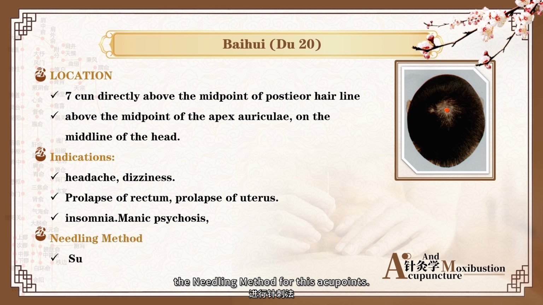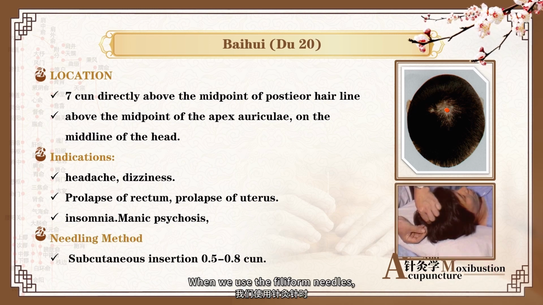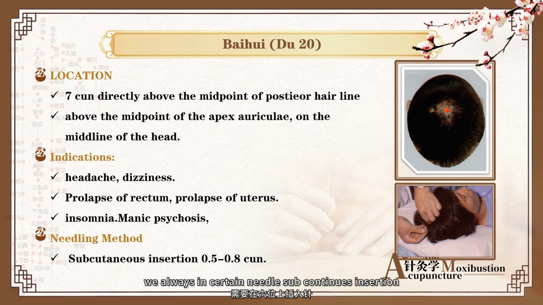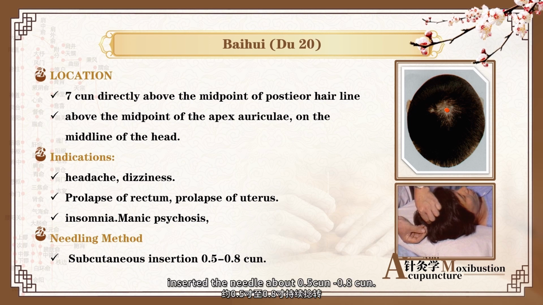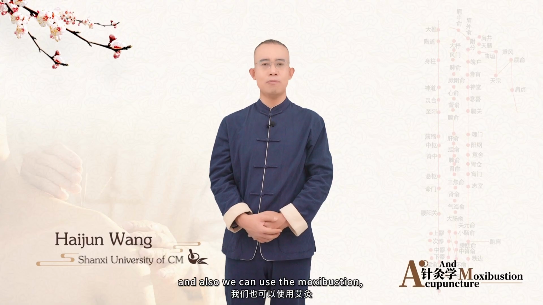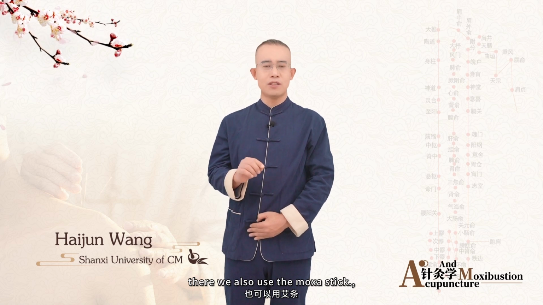For the needle method of this point, when we use filiform needles, we always use subcutaneous insertion. Insert the needle about 0.5 cun to 0.8 cun. And also we can use moxibustion there. We use the moxa stick there.